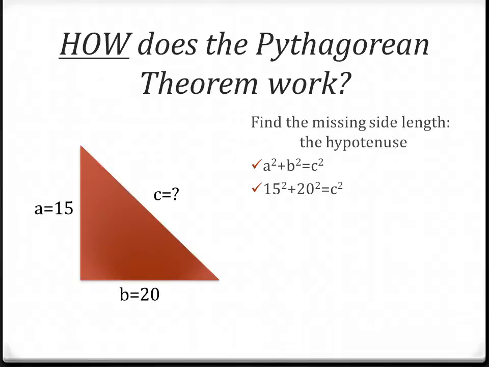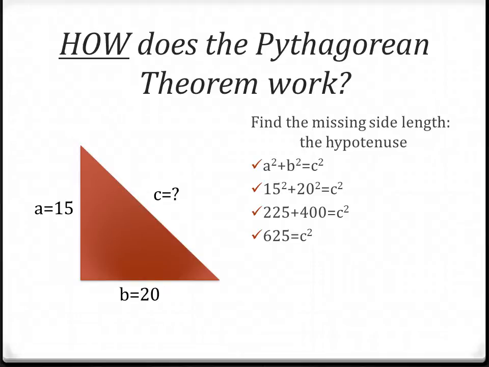So we have 15 squared plus 20 squared equals C squared. 15 squared is 225, 20 squared is 400, equals C squared. The sum of 225 plus 400 is 625, which equals C squared. But we're not done yet. We have to isolate the variable.